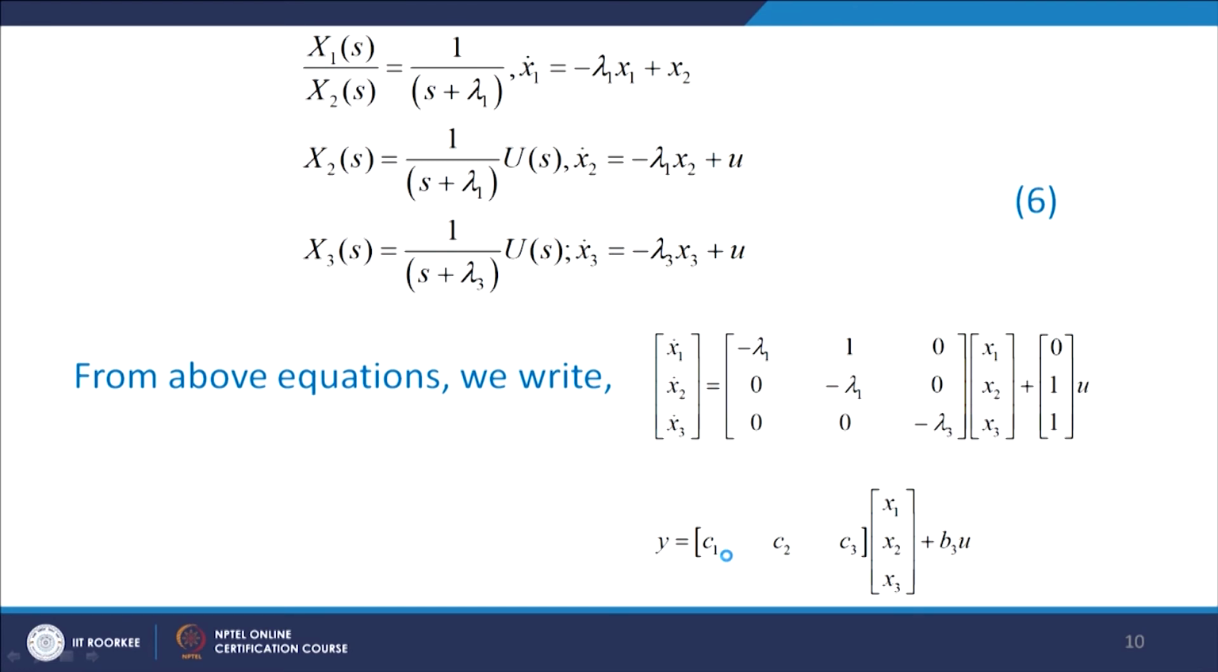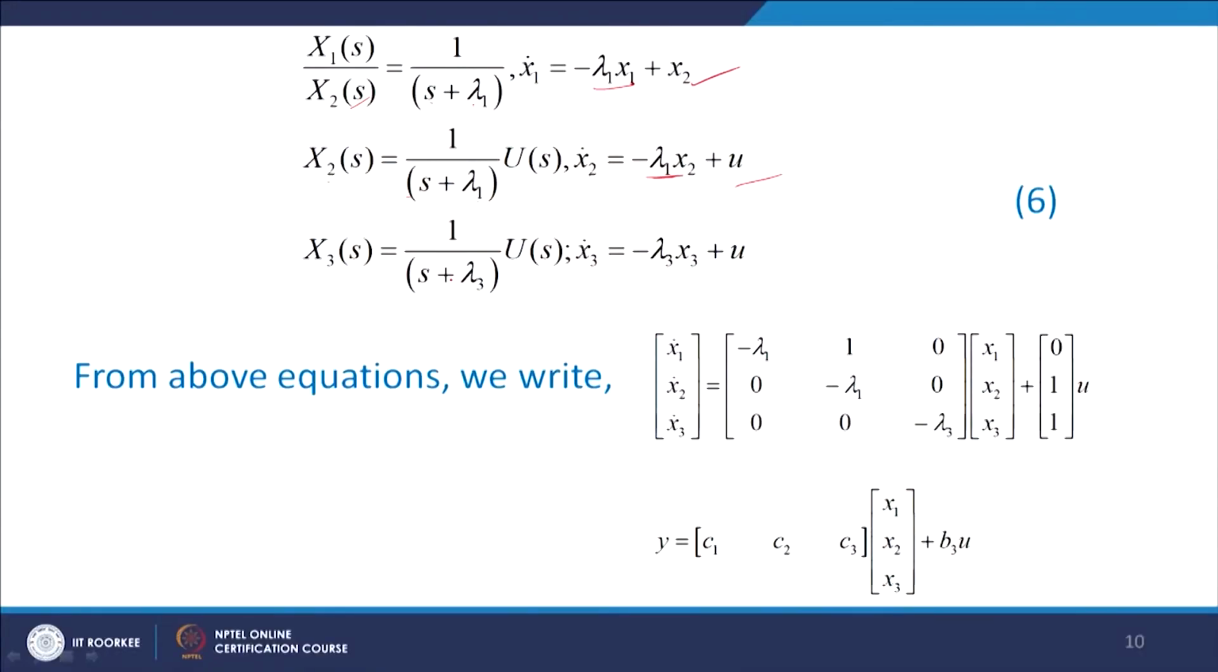For these equations we apply the inverse Laplace transform, and finally we get the result: x1 dot equals minus lambda 1 x1 plus x2. x2 of s equals 1 upon (s plus lambda 1) into U of s, which we write as x2 dot equals minus lambda 1 x2 plus u. And third, x3 of s equals 1 upon (s plus lambda 3) into U of s. So, we write x3 dot equals minus lambda 3 x3 plus u.